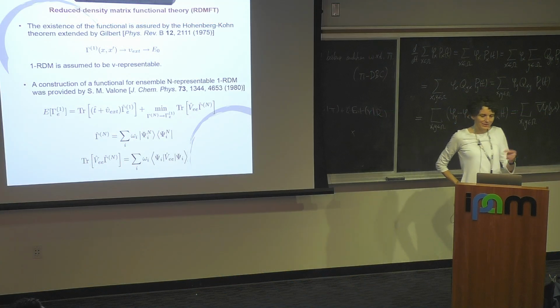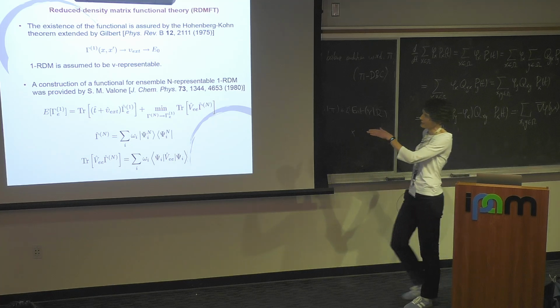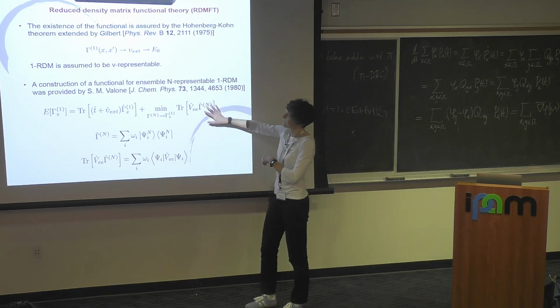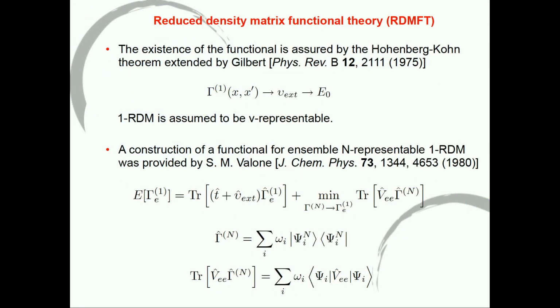So there's a one-to-one mapping between the density matrix and the ground state energy. And there are some constructions of the functionals. This is one of them, a Valone construction, but it's very formal, and as I said, it's not very practical, right? And then I was going very quickly through some approximate functionals.